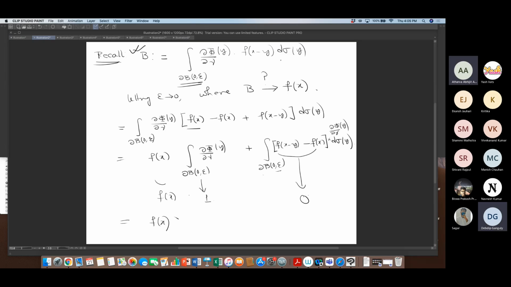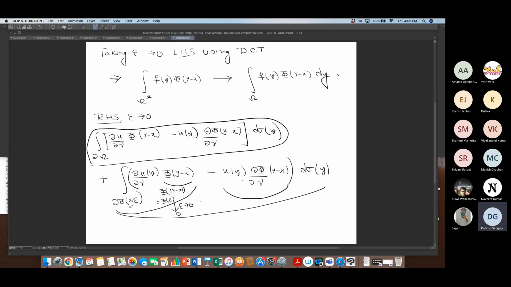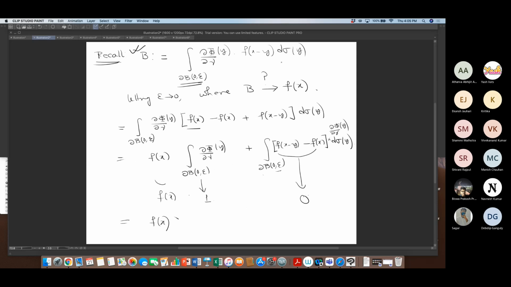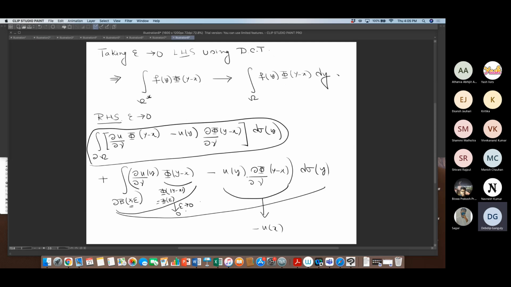Del phi by del nu f of x minus y. Now you just see this integral, del phi by del nu y minus x into y. This will converge to, this minus is there, minus this integral. Because this integral will converge, we have done this. This integral del b del phi by del nu f of x minus y. So, is that clear? Yes. Okay. This will converge to ux.